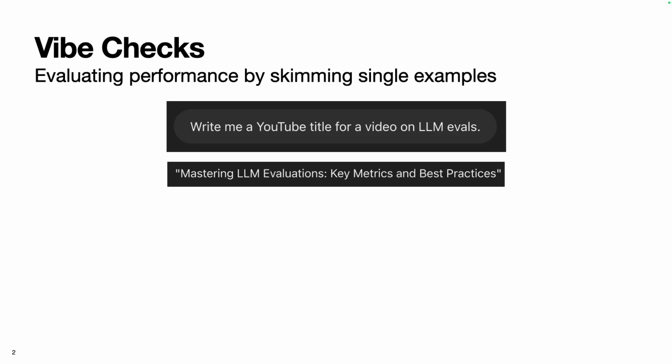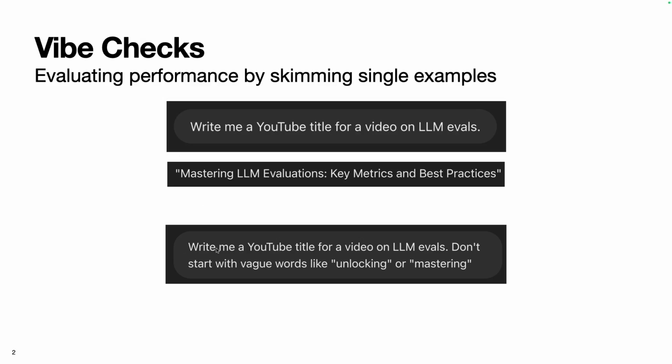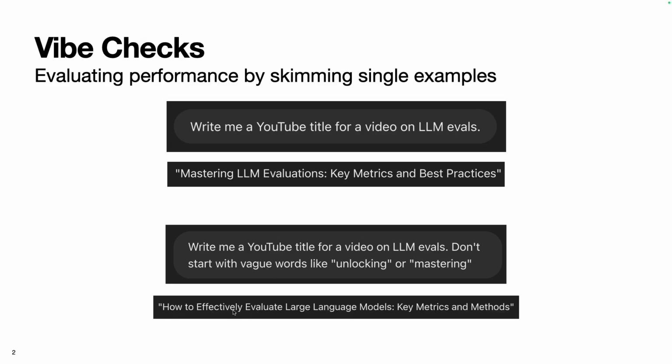Then basically I would see if I could improve this prompt by skimming the output. So this is what GPT-4o Mini said: mastering LLM evaluations, key metrics, and best practices. This is kind of like a typical response you'll get from a large language model. For whatever reason, they love to start titles with like mastering or unlocking or something like that. Upon seeing this, I might go back to my prompt and add something like, don't start with vague words like unlocking or mastering. And then we see that it gets a little better. So it says how to effectively evaluate large language models, key metrics, and methods.